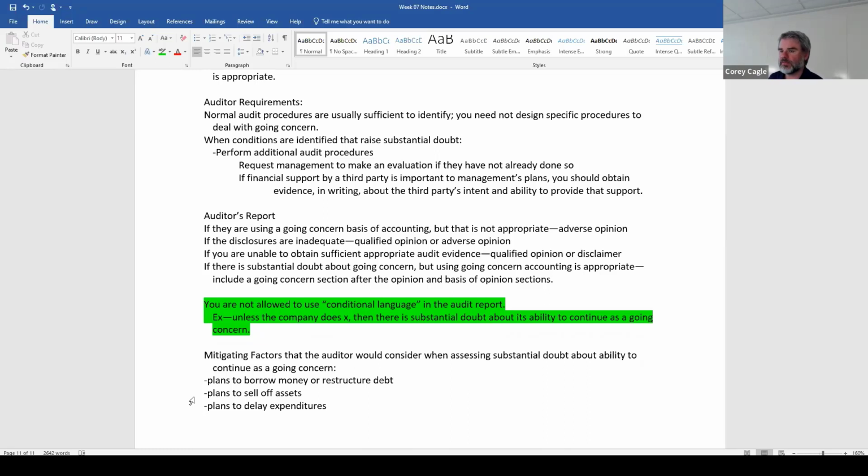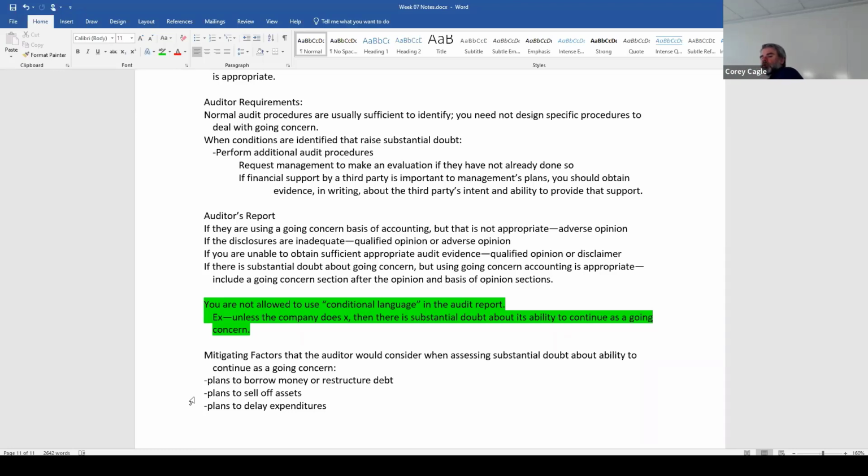You know, here, if they're using a going concern basis of accounting and they shouldn't, then they are not fairly presenting their financial statements. That's an adverse opinion. We hadn't talked about the different opinions in depth yet, but we know from undergrad audit the basics of this. If there are disclosures they should make, but they haven't done it, or they're not adequate, then it's an adverse opinion if it's pervasively a problem, or a qualified opinion if it's not as pervasive, right?